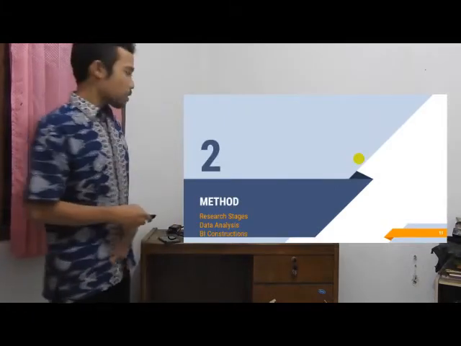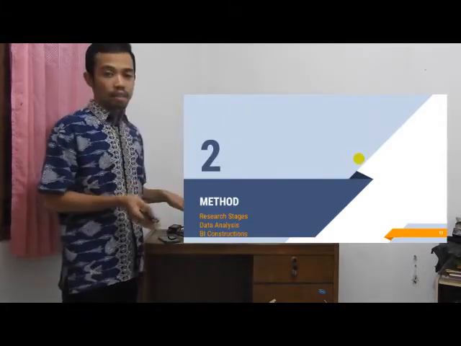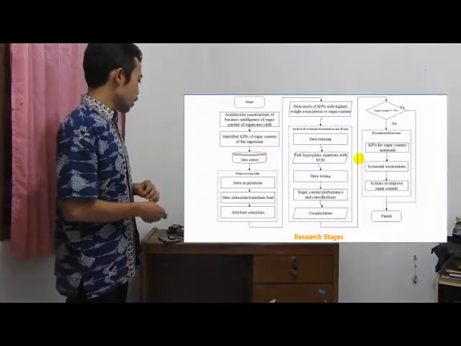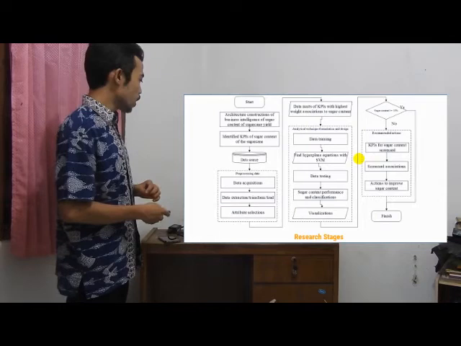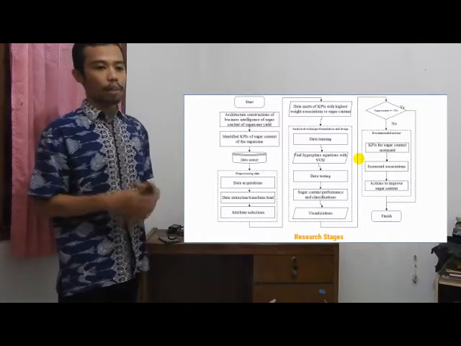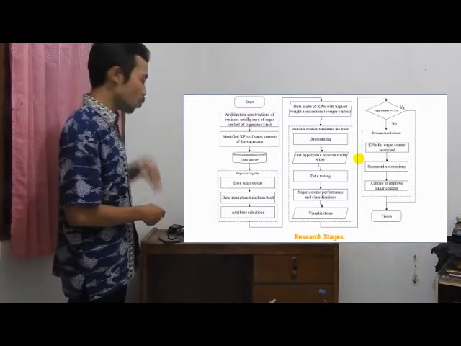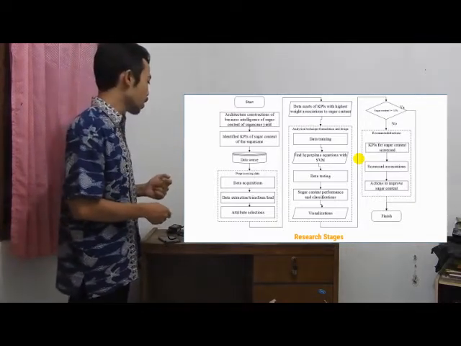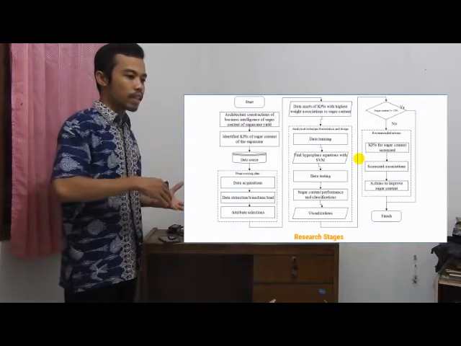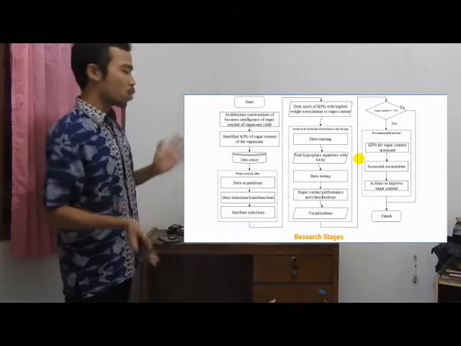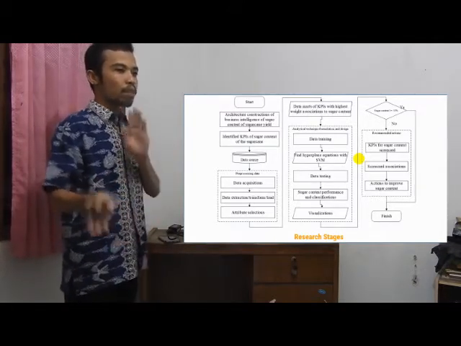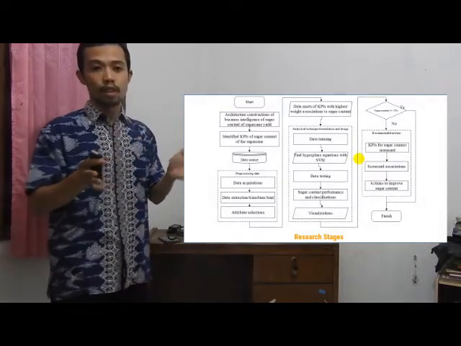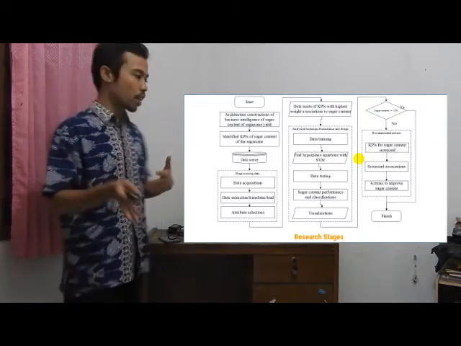We come to the methods. I will talk about the research stages, data analysis, and the BI architecture. This is the research stage of our paper. We designed the architecture of our business intelligence, or BI, and then collected the data through data acquisition from the ERP and many other sources, such as sugar industry documents.